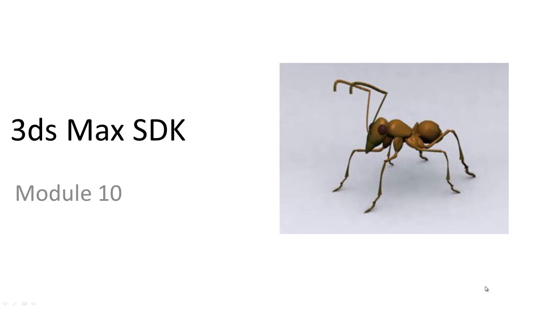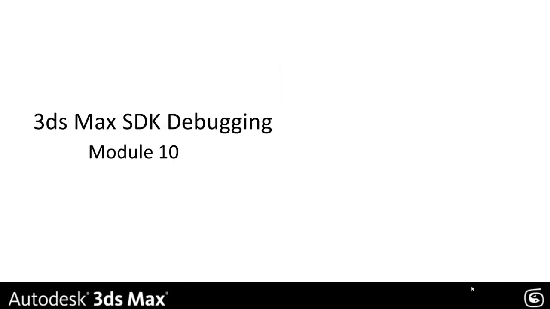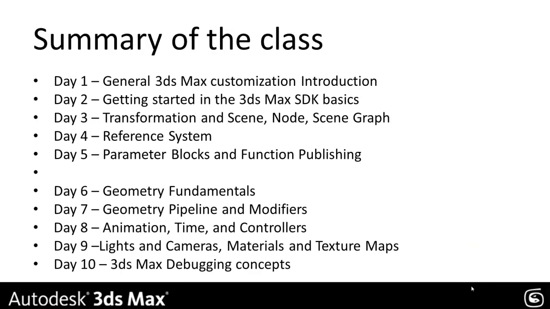Okay, so let's take a look at the presentation for today. We're going to mainly be talking about debugging concepts with the 3ds Max SDK. But before we get started, I'd also like to summarize the class. The agenda that we went through was this list. There were a couple of big topics, for example, the geometry and geometry pipelines. Those are really big topics, and so we went kind of fast through those things. Also, animation is another big one, and then the lights, cameras, materials, and texture maps.